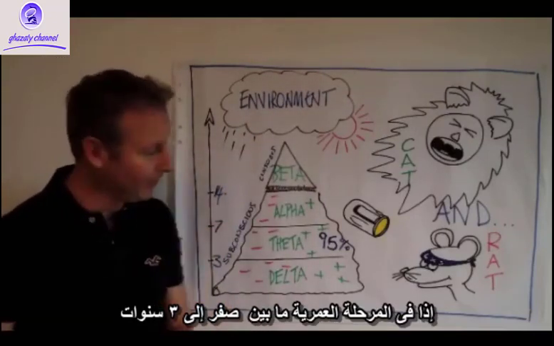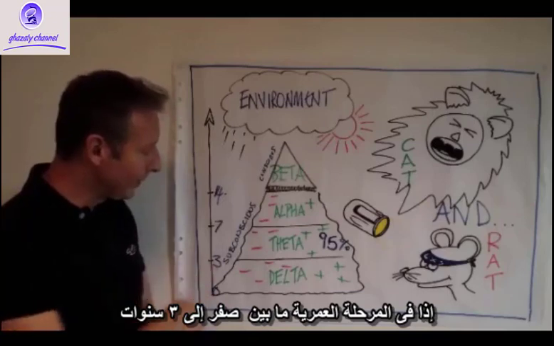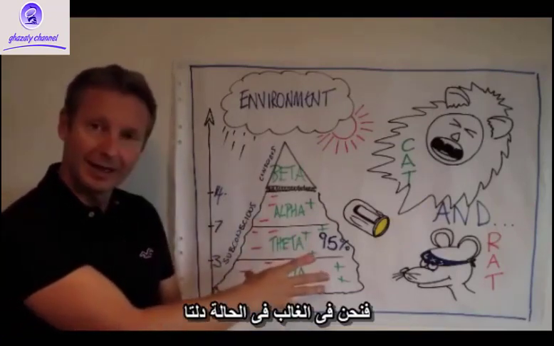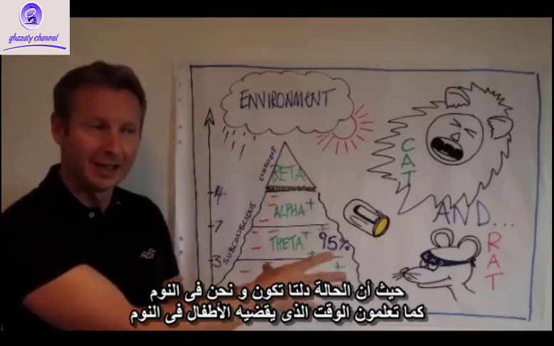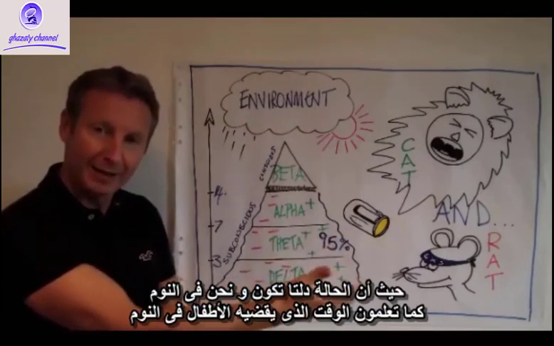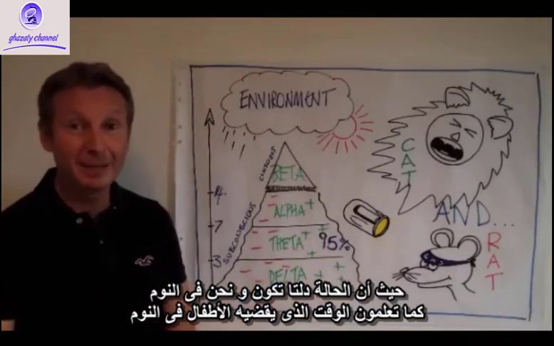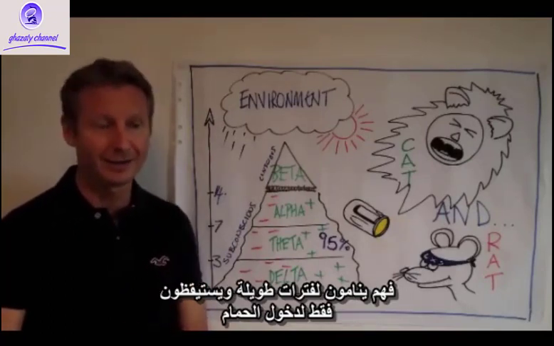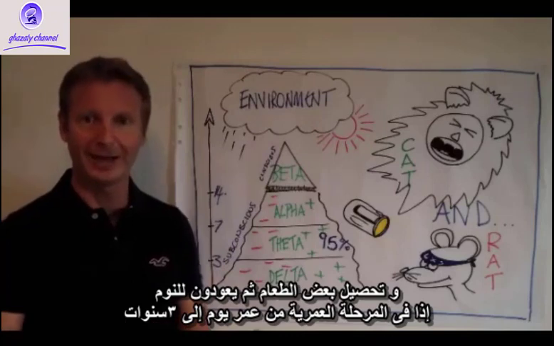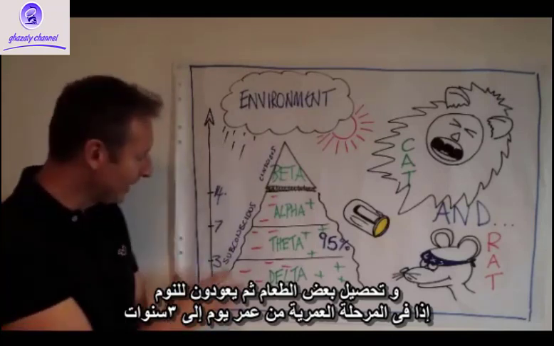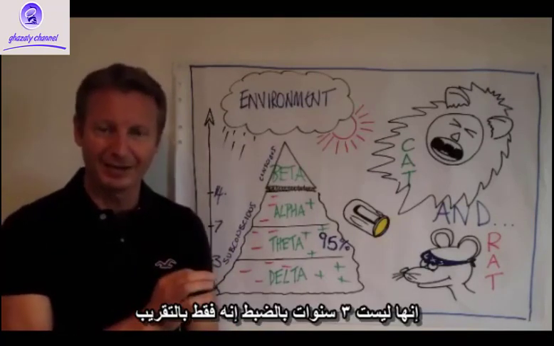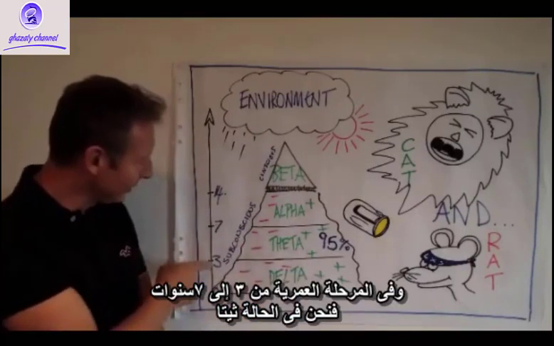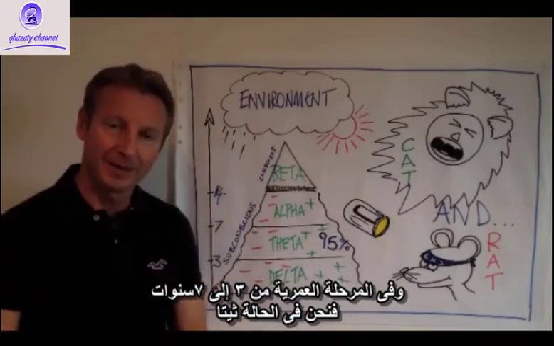So between the ages of 0 and 3, we're predominantly in delta. When you think that delta is where we sleep, think of how much time babies spend sleeping. They can sleep an awful lot. Wake up, go to the toilet, have some food and go back to sleep. Between the ages of 0 and 3, and it's not exactly 3, these are guidelines, we're in delta. And then between the ages of 3 to 7, we're in theta.